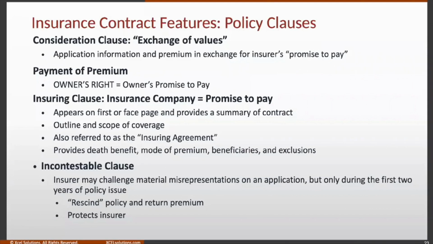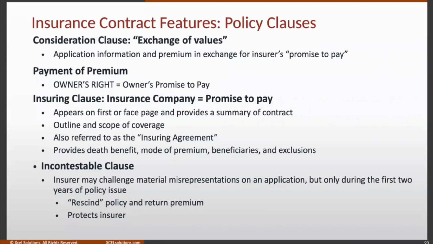It provides the death benefit, also the mode of premium payment, how often that person wants to pay that premium, whether monthly, quarterly, semi-annual, or annual. Usually it will include the beneficiaries named, and also any exclusions in the contract, where the contract says we will not pay a death benefit due to any of these reasons. So it also includes the exclusion section of the contract.